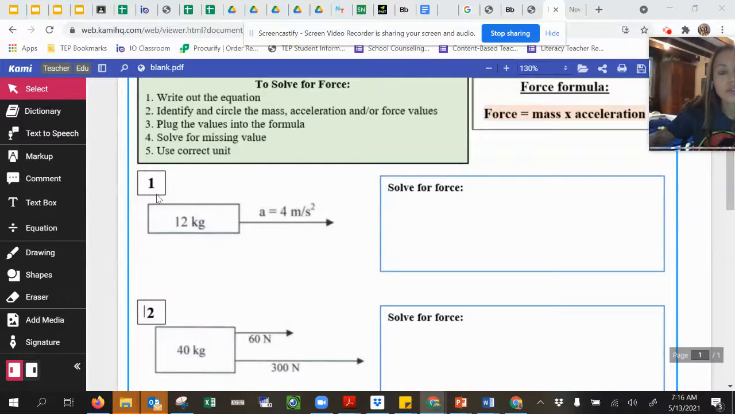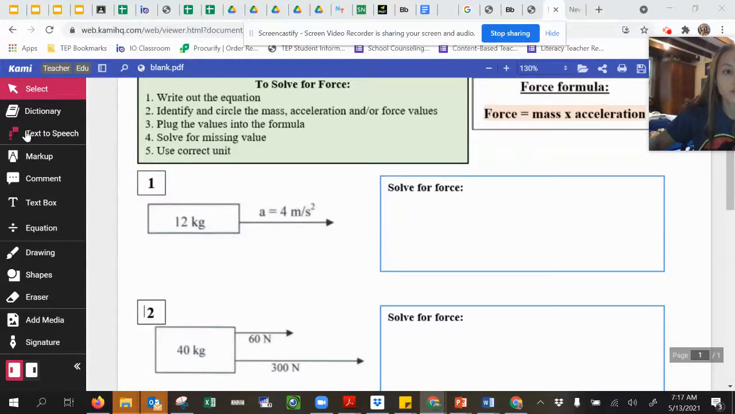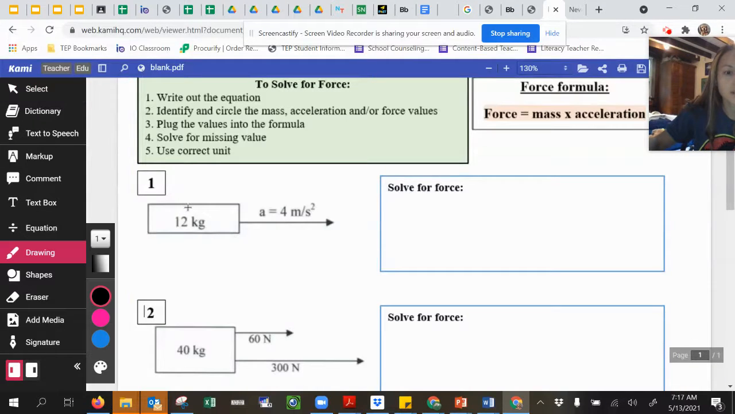So, for example, for number one, we have here a free body diagram. The free body diagram is providing you with 12 kilograms here, which is the mass. Go ahead and write this down. And it's also providing you with 4 meters per second squared, and it's A, so that is acceleration. I'm not going to write out the full acceleration, but you should. Well, actually, yes, I will.